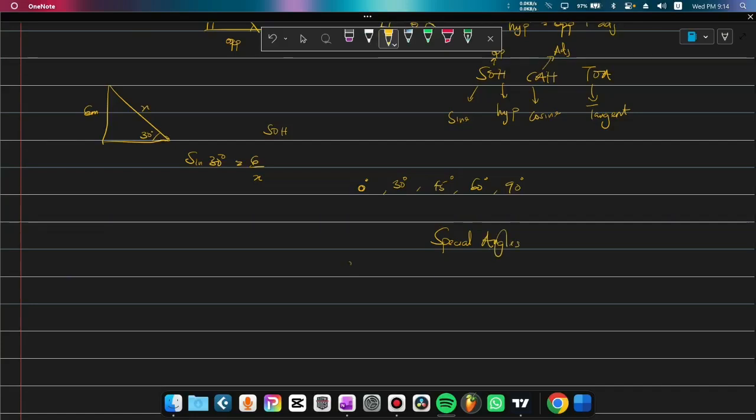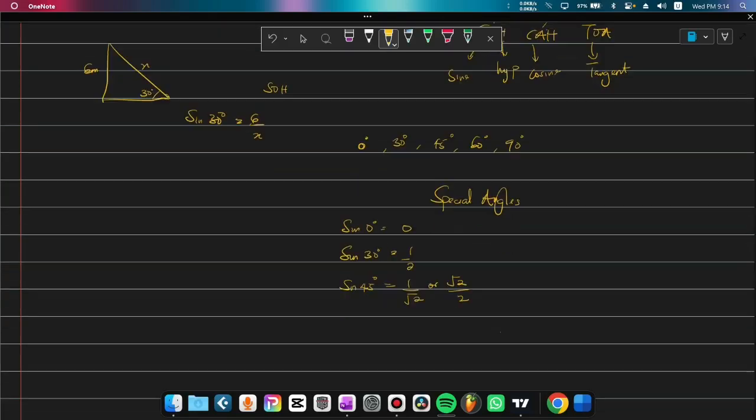You have to cram the sine of 0 is 0. The sine of 30, I'll do for sine, I'll do for cosine, and I'll do for tangent, is 1 over 2. The sine of 60, let me do the sine of 45 first. The sine of 45, you have to know all of these angles off by heart. You should be able to remember these angles without any book. The sine of 45 is 1 over root 2, or you can call it root 2 over 2. If you rationalize the surd, both of them are the same.